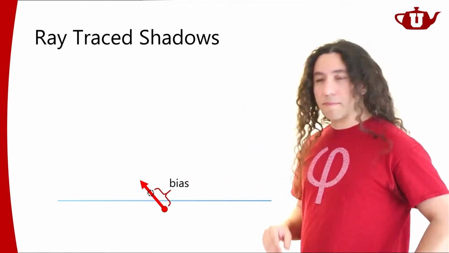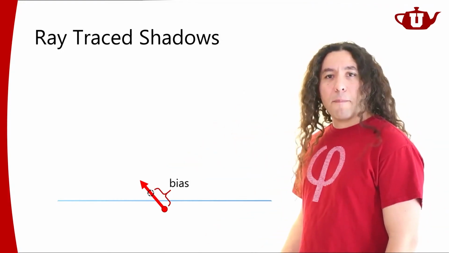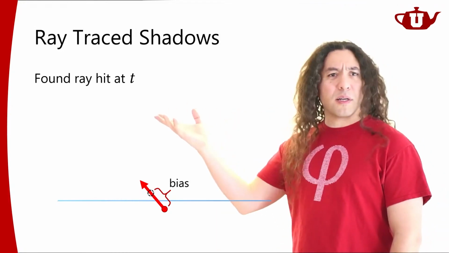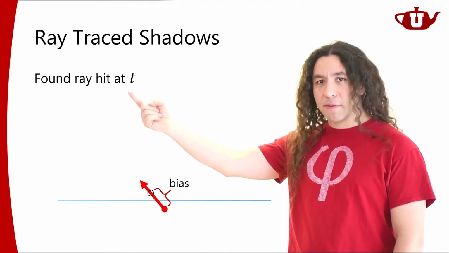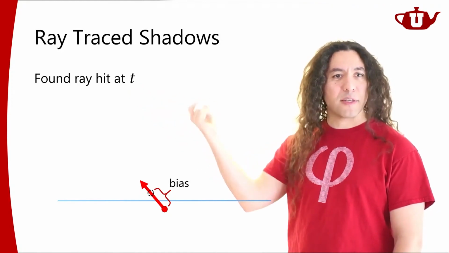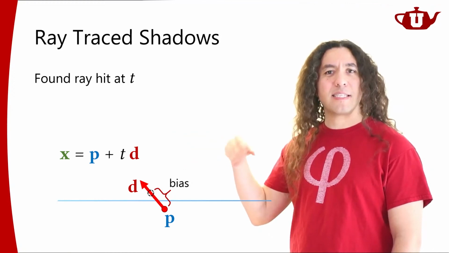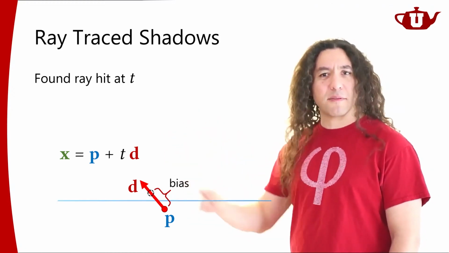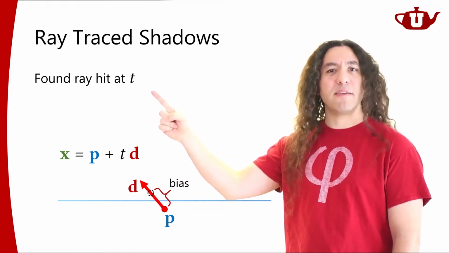Depends on the scale of the scene. But we're going to pick some bias value. And here's how we're going to use it. It's going to be super easy. So where we're tracing this ray, let's say we found a hit. We found a hit at some t value for the ray. Remember the t value for the ray equation? Any position is p plus t times d, d being the ray direction, right? We found a hit at some t value.